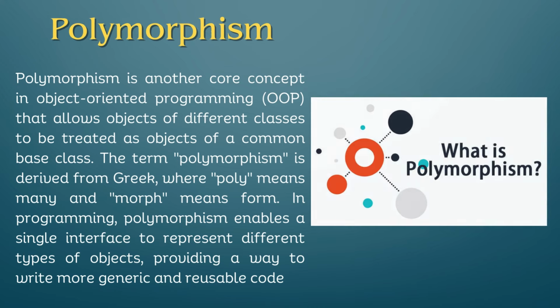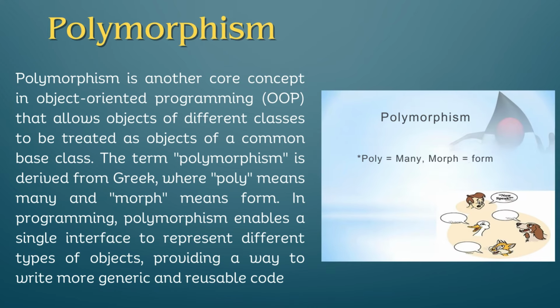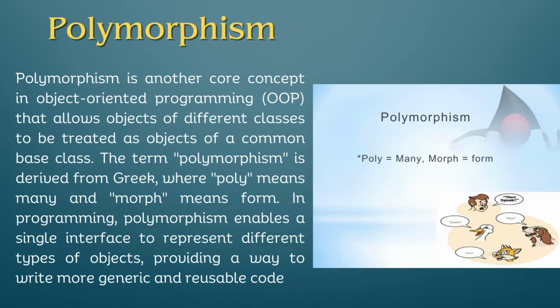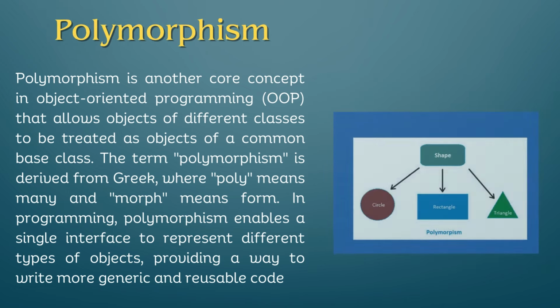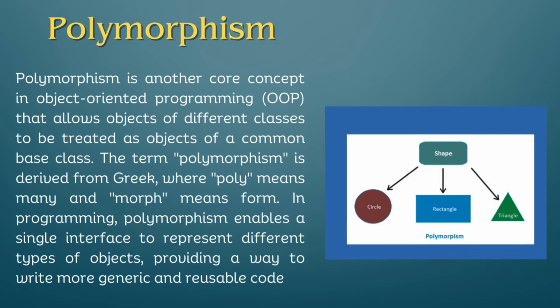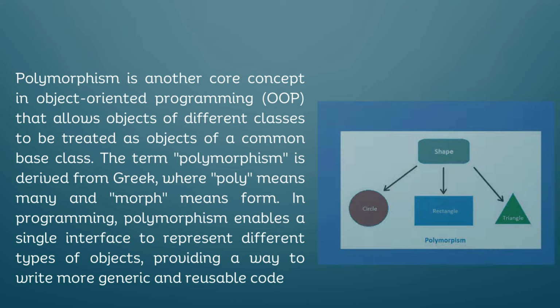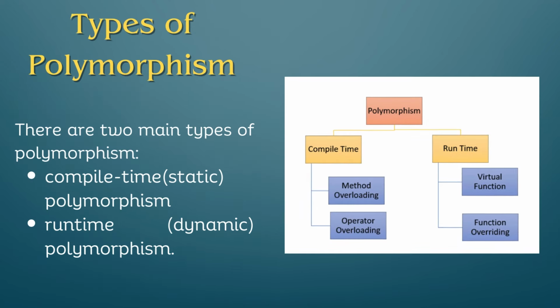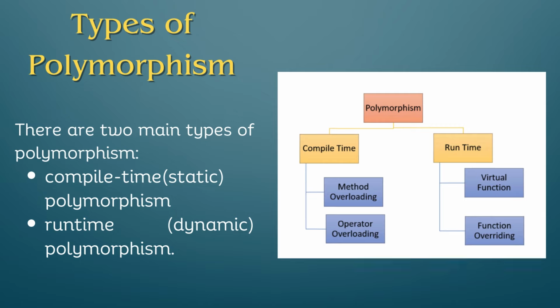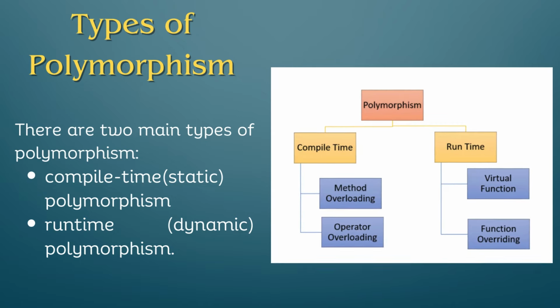Polymorphism. Polymorphism, derived from Greek, means many forms. It allows different objects to be treated as instances of a common base class. There are two main types of polymorphism: compile time, method overloading, and runtime, method overriding.